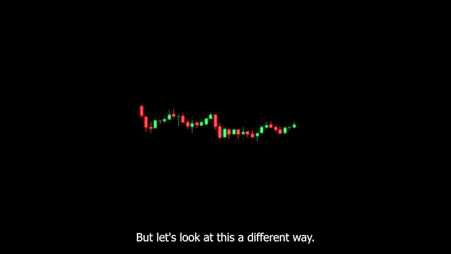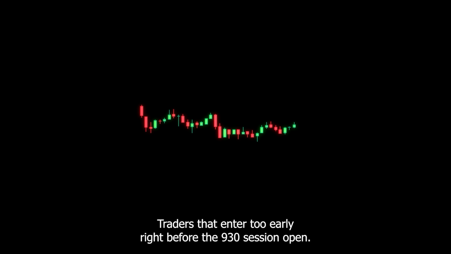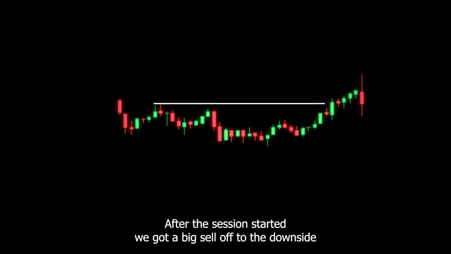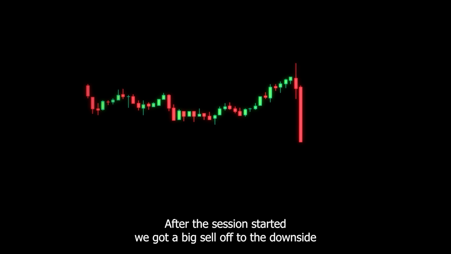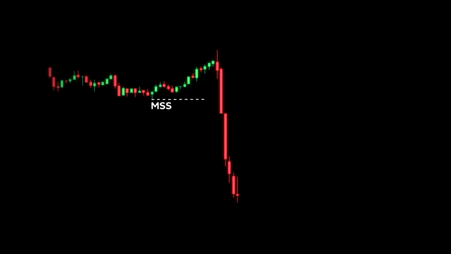But let's look at this a different way. Here we have a sideways market. It's not very volatile. It's just chopping up and down, stopping out traders that enter too early. Right before the 9:30 session open, we can see that price went and swept these equal highs right here. After the session started, we got a big sell-off to the downside, with this candle closing below the lows, signaling bearish momentum. After our 5 minutes have passed, we now have our opening range again.